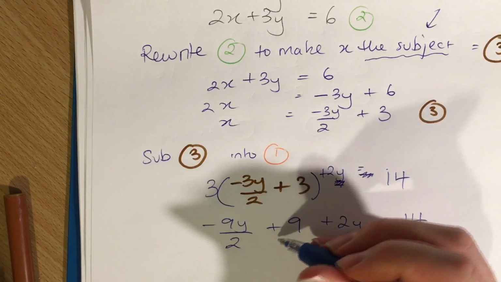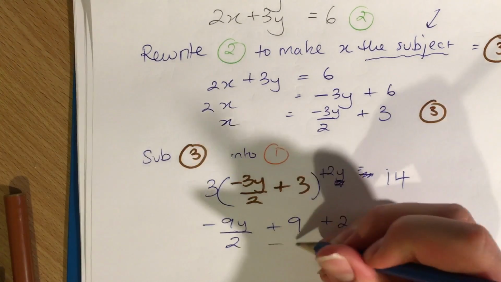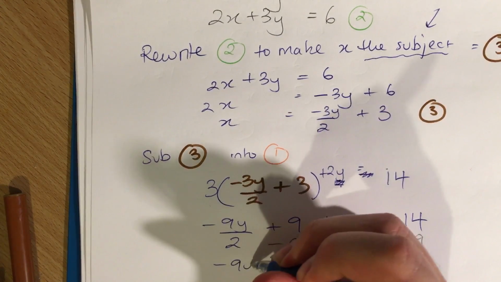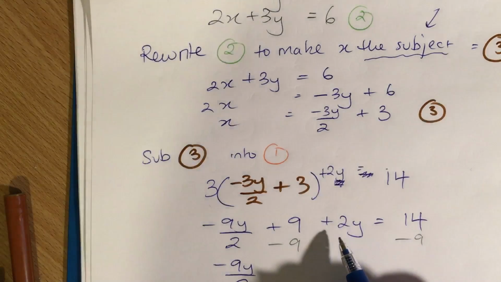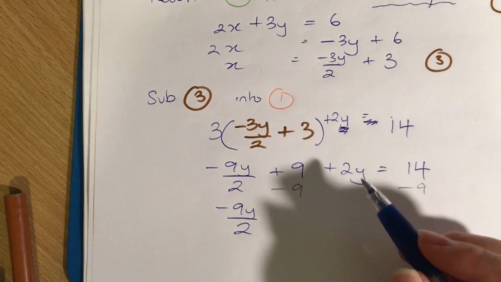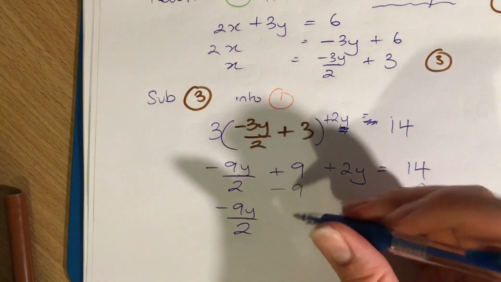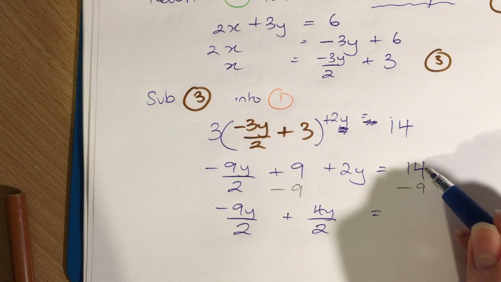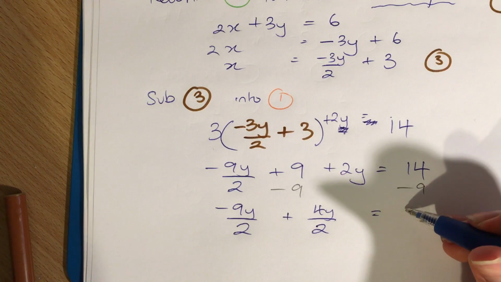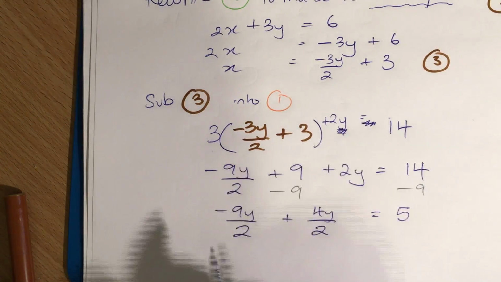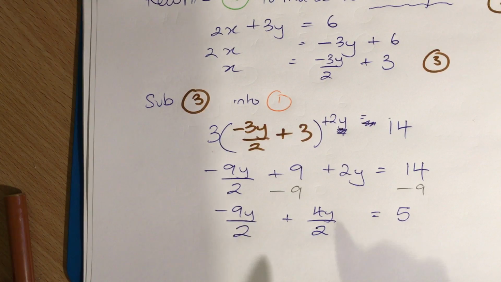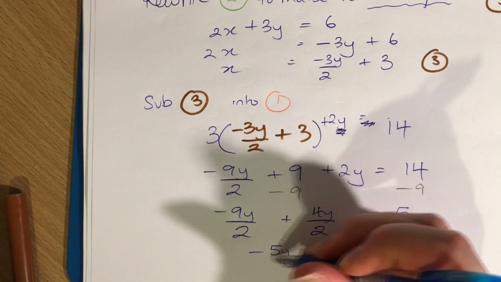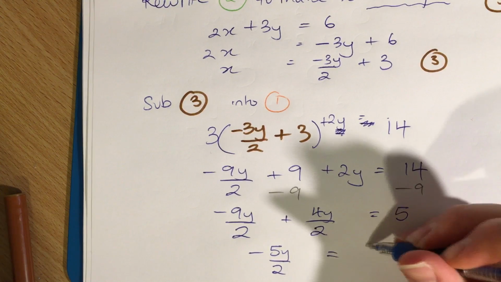I'm going to minus the 9 on both sides, and I get negative 9y over 2. I'm just going to replace this 2y to make all the denominators the same. This is going to be the same as 4y over 2. 14 take away 9 is going to make that a 5. So negative 9y plus 4y over 2 is going to make that negative 5y over 2 equals 5.